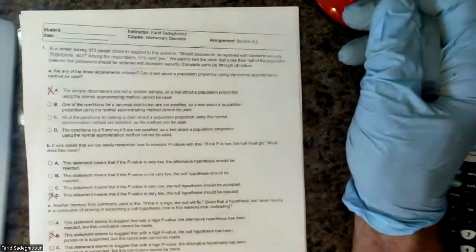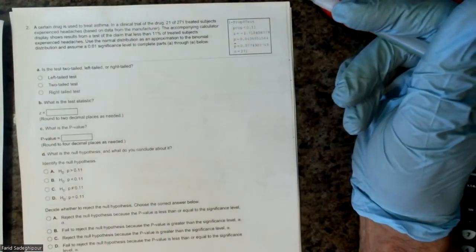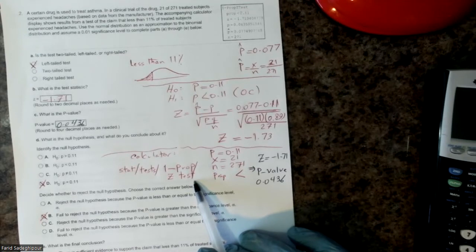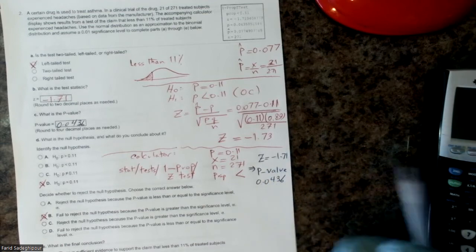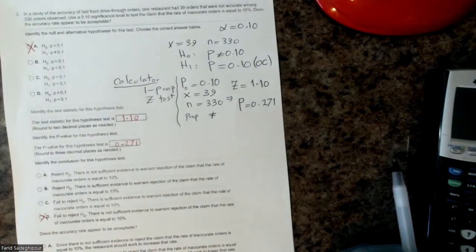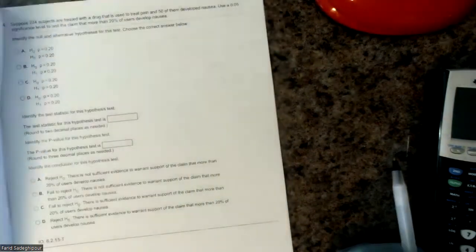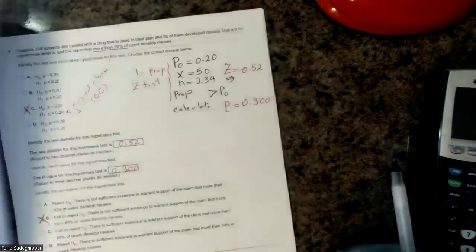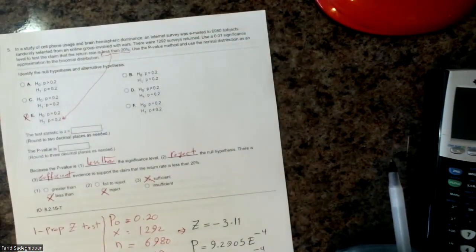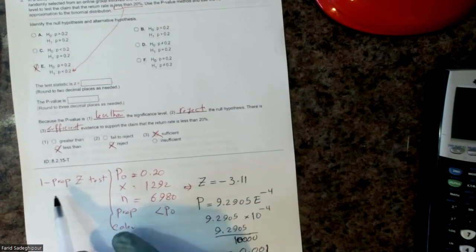Now we go to homework section 8.2. These are all multiple choice. On the second page, I'll put the right answer for you. See, they all are using the same function on the calculator to find the p-value and make a comparison. These problems are all the same, very similar. All the same function of the calculator.